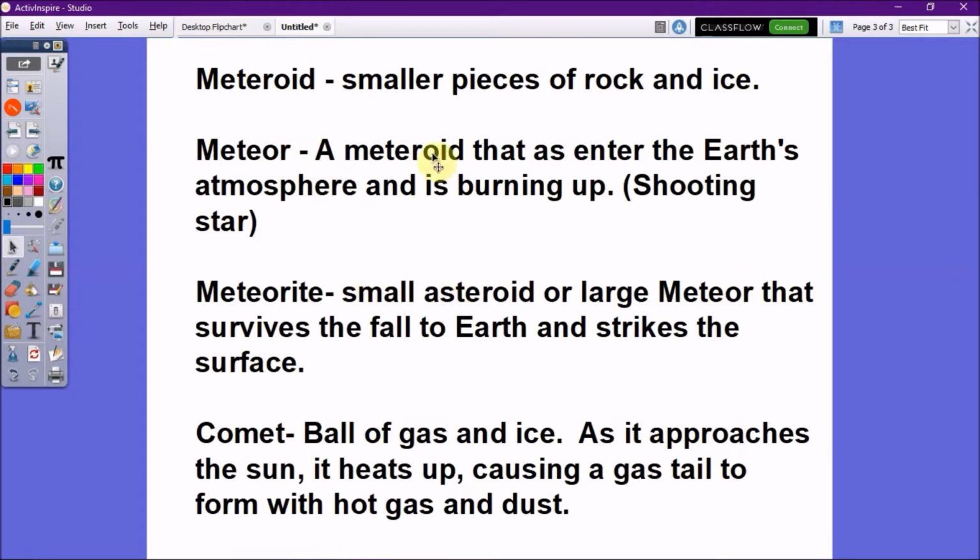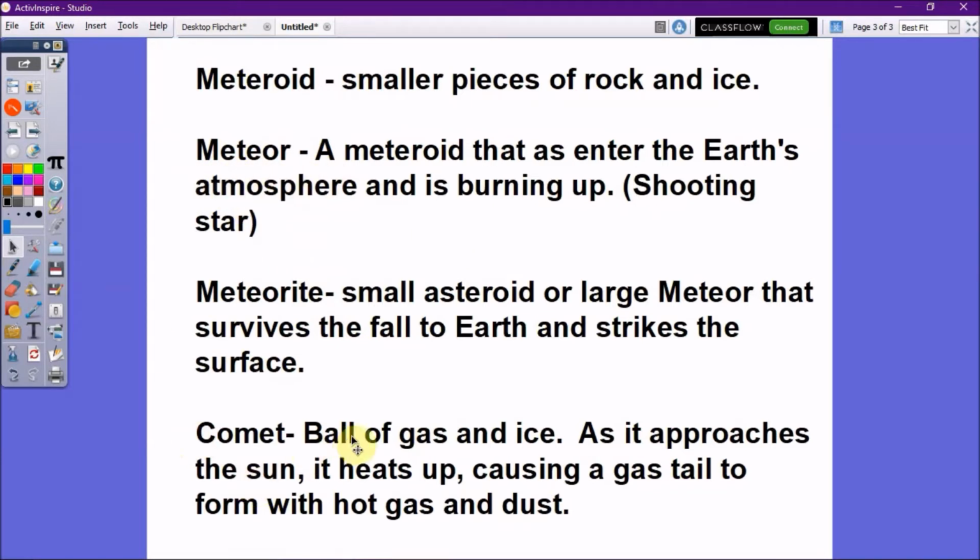Now, if that meteoroid is large enough, or if an asteroid is small enough, right, and it gets through the atmosphere and strikes the Earth's surface, this is called a meteorite. Right? The meteoroid, small piece of rock and ice, is a meteor while it's falling through the atmosphere, and then eventually if it gets all the way through without burning up and it strikes the surface of the Earth, now it is a meteorite.